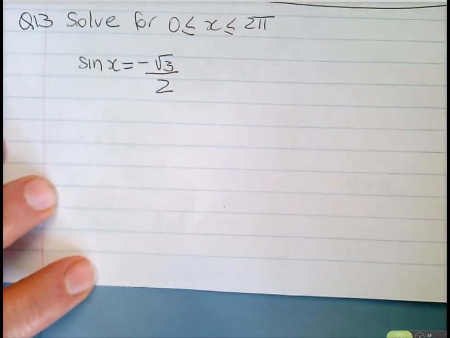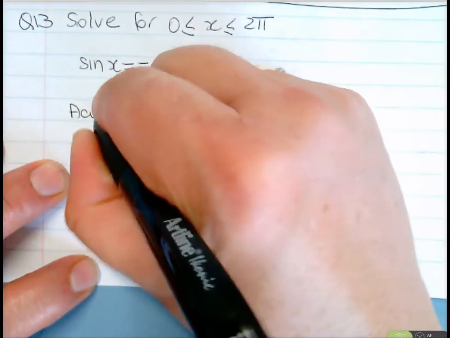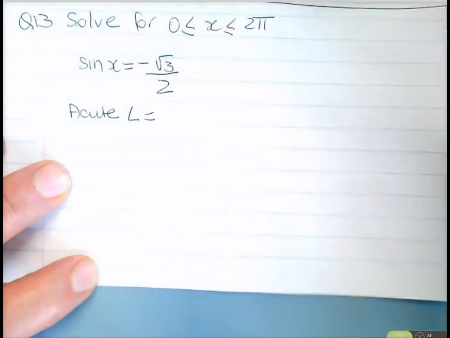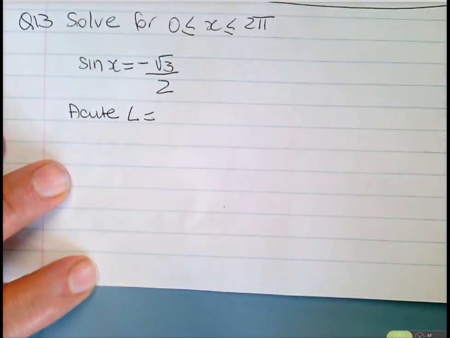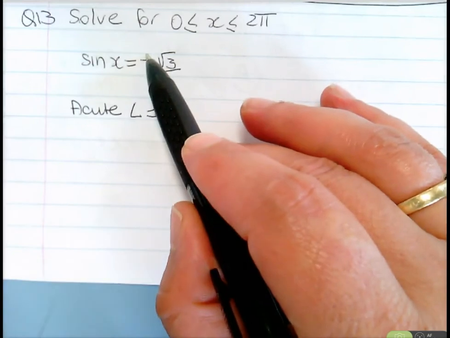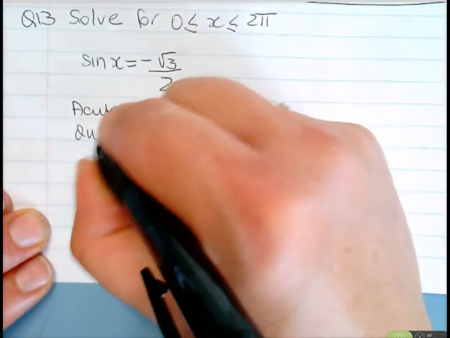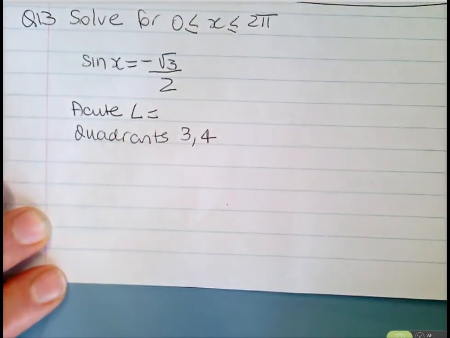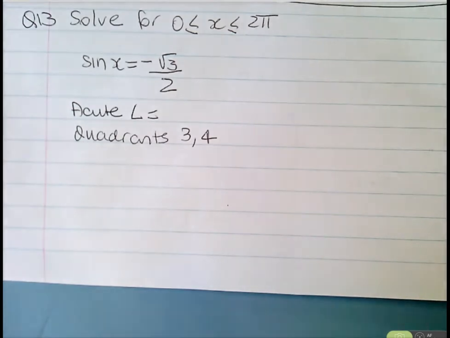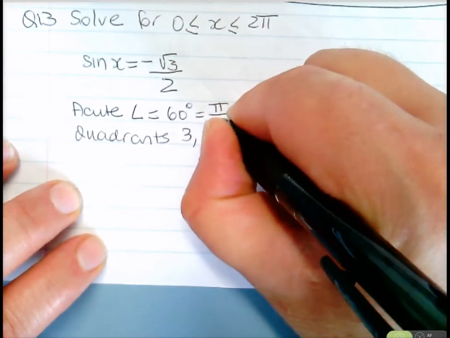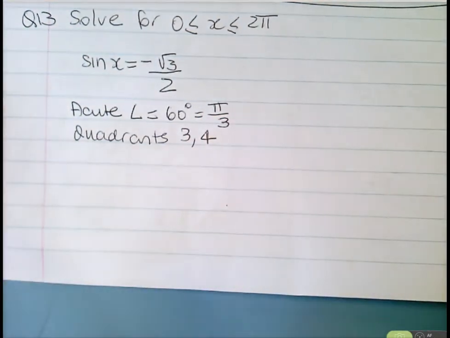Do you remember the steps? It's a normal x, it's fine. We do quadrants and acute angle. Remember, step 1, find the acute angle. Don't worry about the negative, that tells you the quadrants. What quadrants are we in, by the way? Sine is negative. Quadrants 3 and 4, good. Acute angle: sine of what is root 3 on 2? Sine of 60. I'm just going to write it also as pi on 3. So the acute angle is 60 degrees, which equals pi on 3.